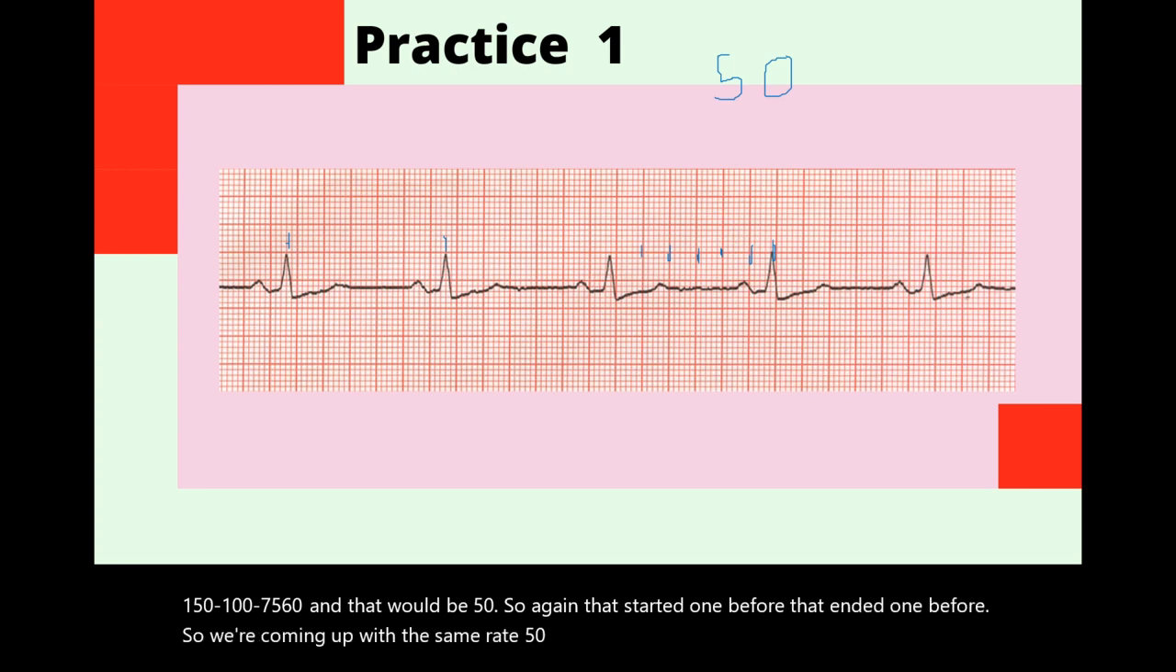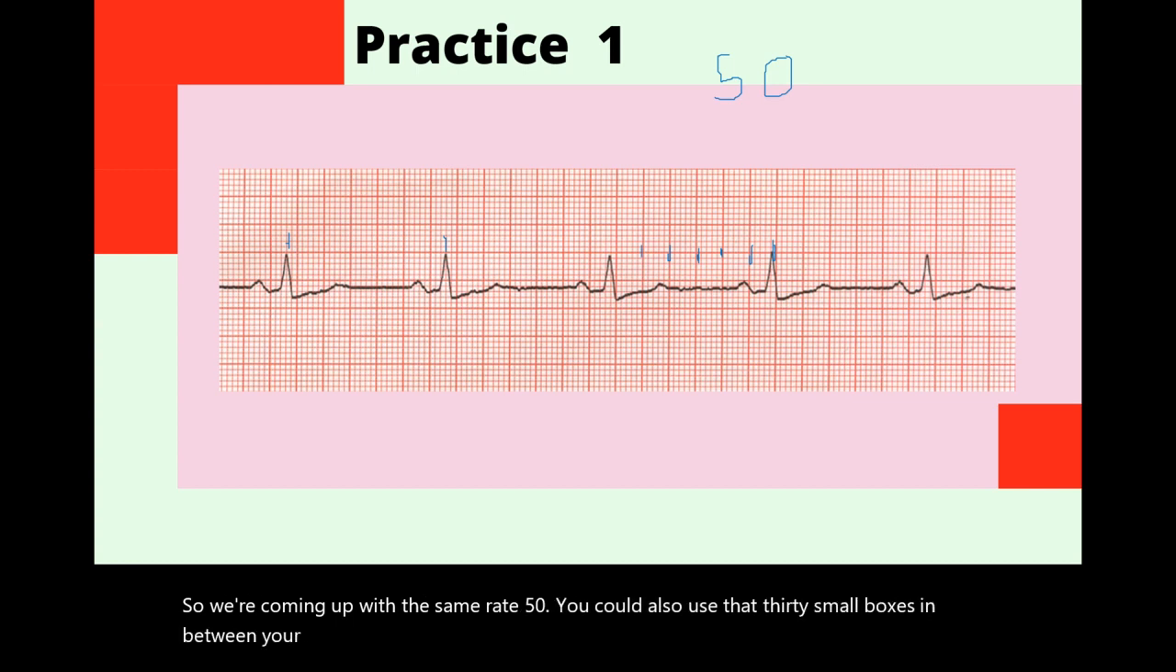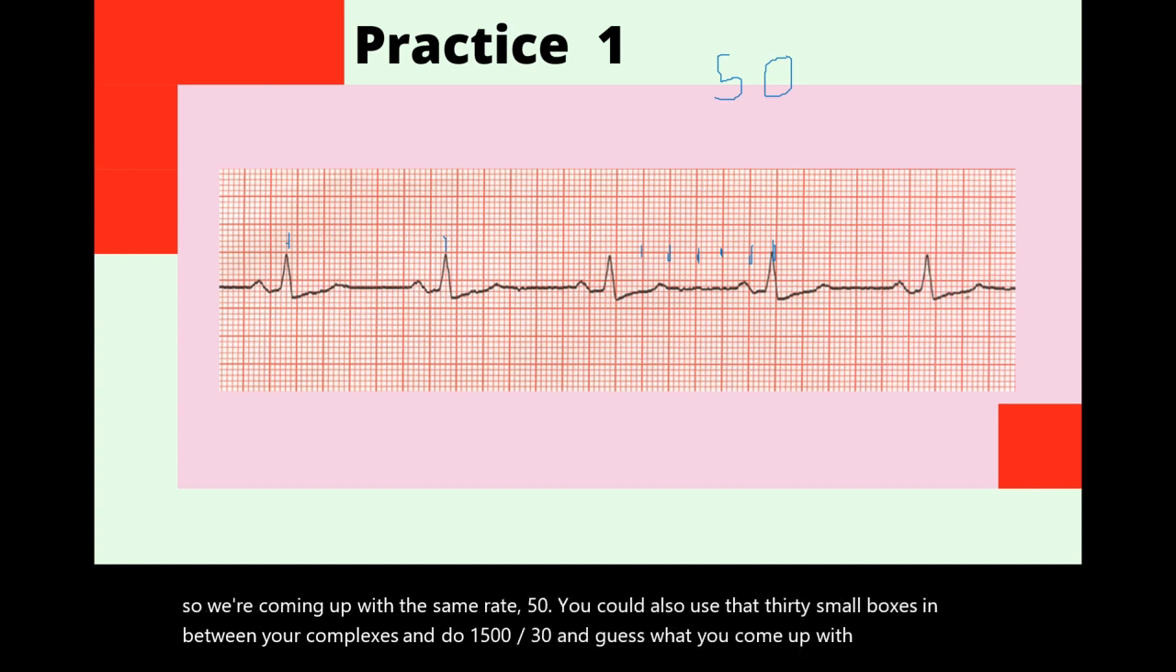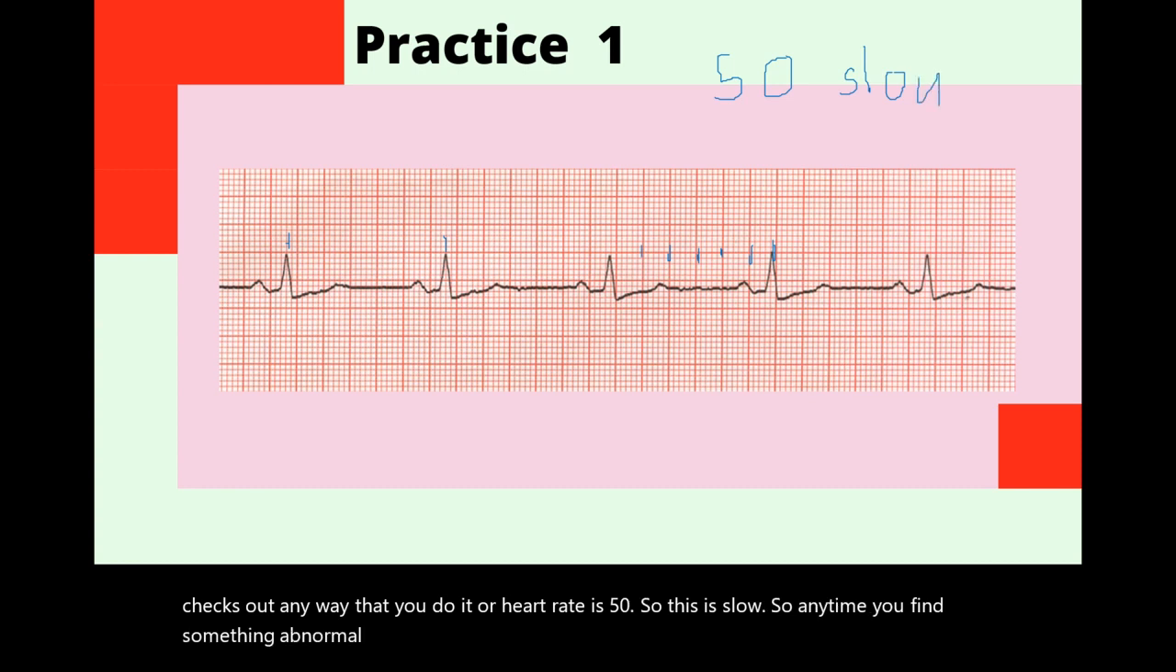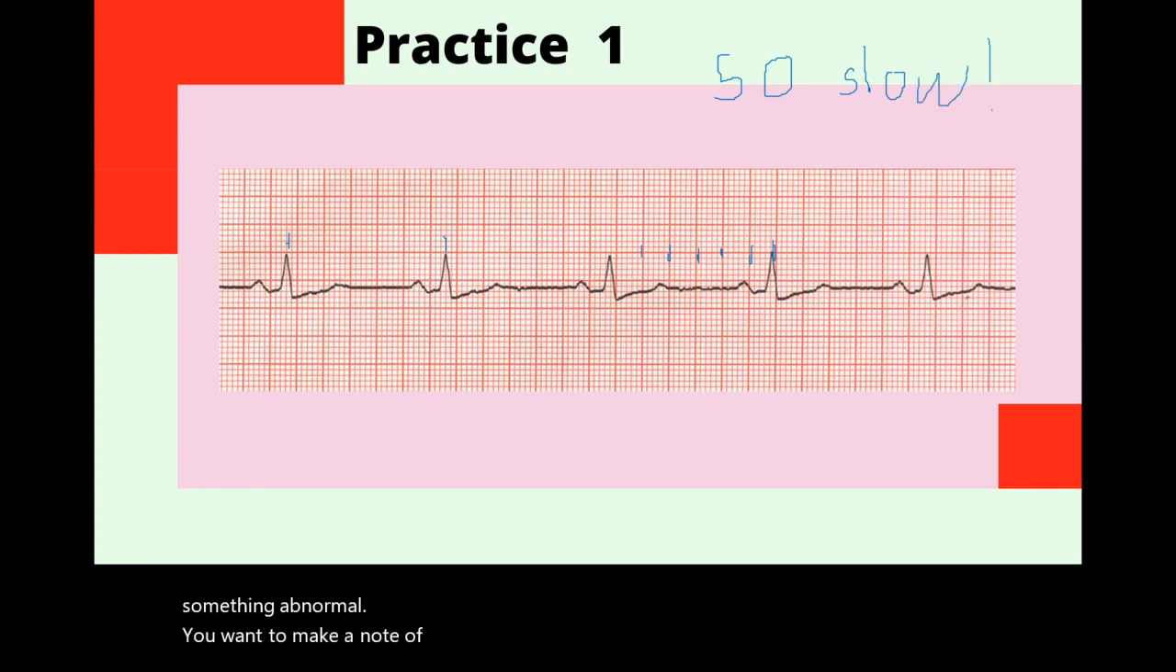You could also use that 30 small boxes in between your R complexes and do 1500 divided by 30. And guess what? You come up with 50. So the rate checks out any way that you do it. Our heart rate is 50. So this is slow. Anytime you find something abnormal, you want to make a note of it because that is going to play into what you're going to interpret your rhythm as.